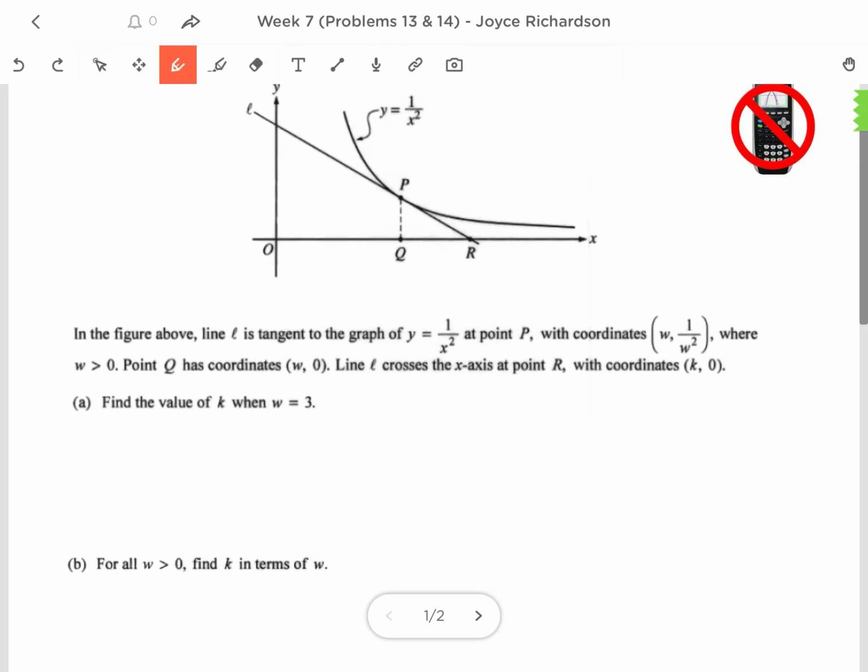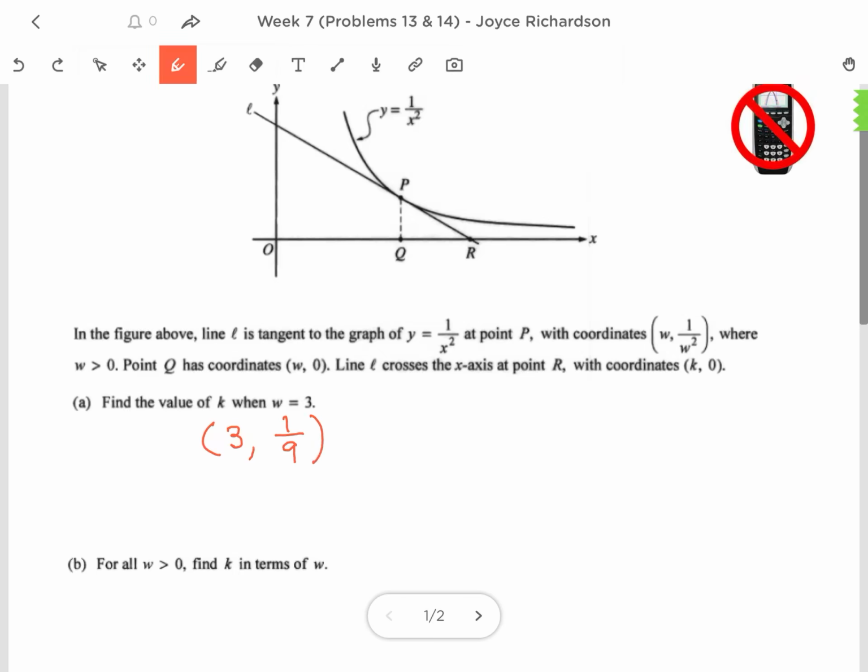In this particular case, they gave you: find the value of k when w is equal to 3. So what do we know? We know that we have the point (3, 1/9) that is on this curve, and that is this point P.